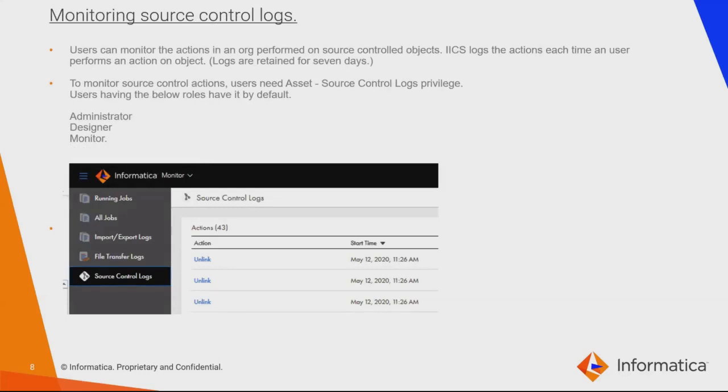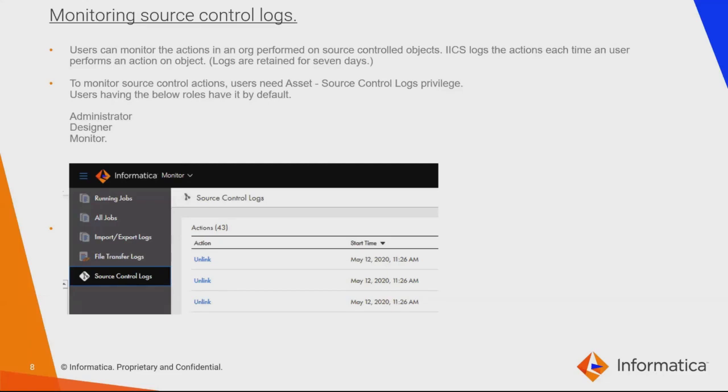Monitoring source control logs. So whatever actions that we perform can be monitored. We can take a look at it to see what was the status of that particular action under monitoring source control log. So this is available in the monitor page on the Informatica Cloud. So when users click on the monitor tab, there is an option called source control log. So they can click on that to view all the actions that have been performed with GitHub. So users can go and monitor all the actions in an org performed on source control objects.